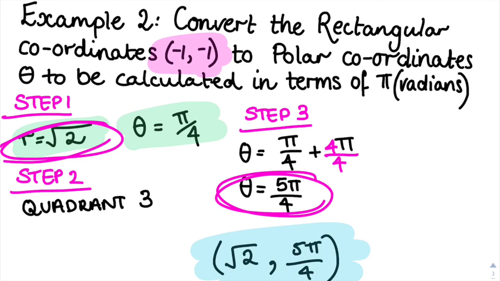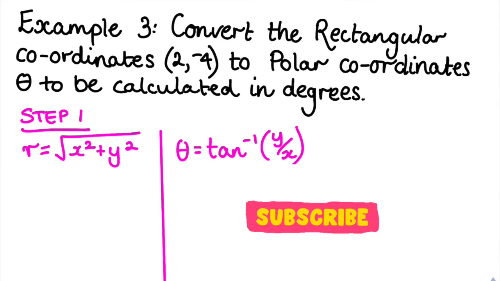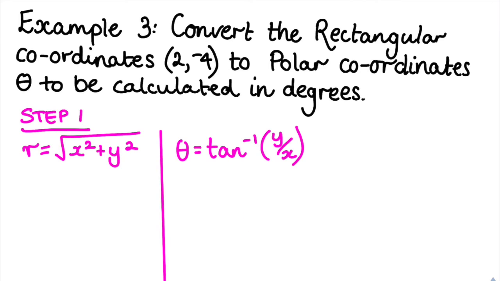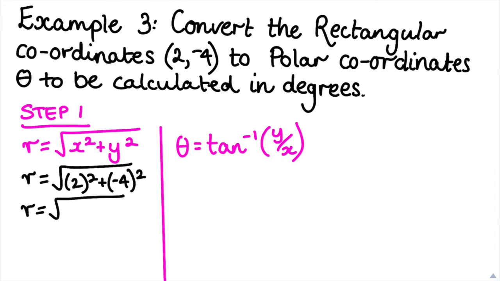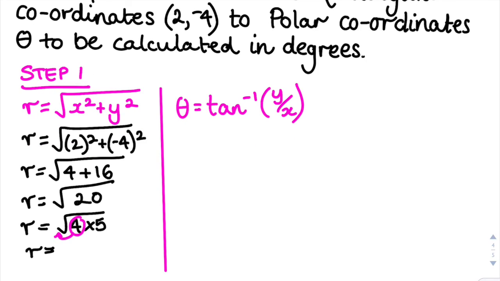How about one final example? Let's convert 2, -4 to polar coordinates. Theta is to be represented in degrees this time. Step 1, substitute our xy pair into the formula. So for our r, we have the square root of 2 squared plus -4 squared. This gives us root 20, which can be broken down into the square root of 4 times 5, simplifying again to give us 2 root 5.